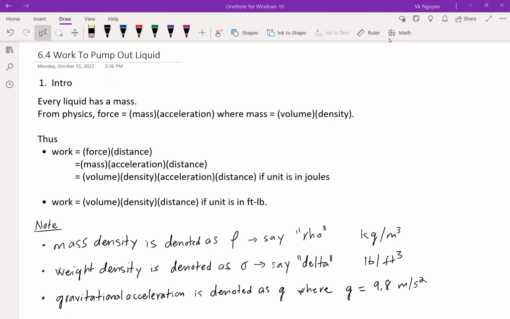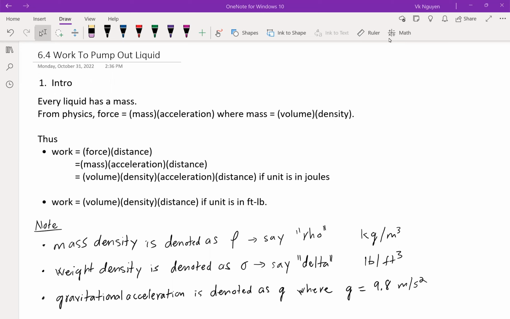Today we explore lesson 6.4, work to pump out liquid. Number 1, intro. Every liquid has a mass. And from physics, we know that force is mass times acceleration, where mass is volume times density.